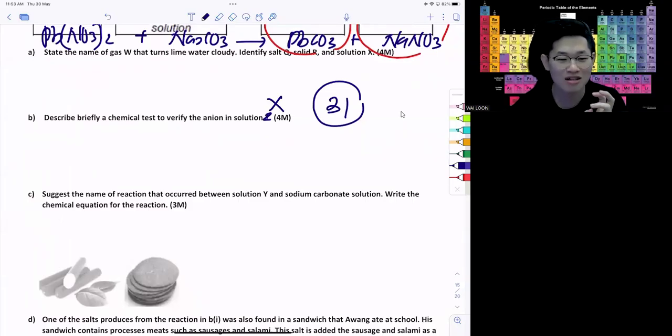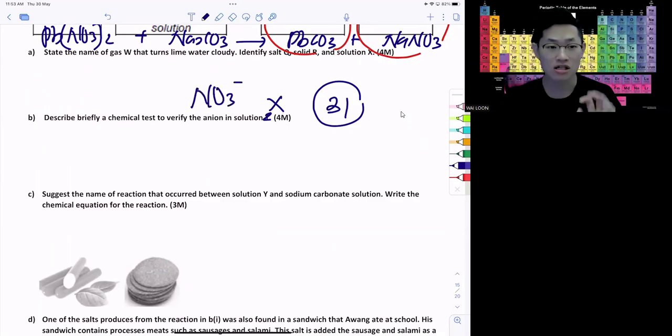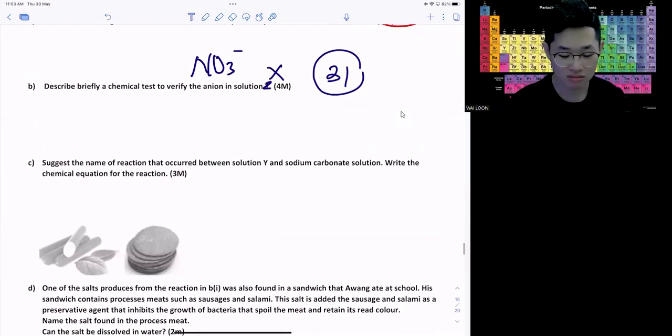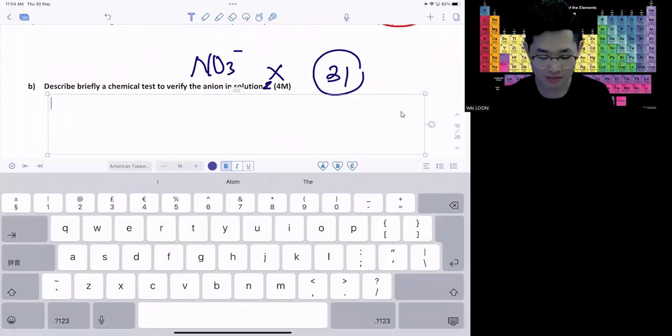Okay. So we look at this page 31. Describe briefly a chemical test to verify the anion. To test the nitrate ion. So I have to know that nitrate ion is level 3. So there will be 3 chemicals for this test. So first, I will add dilute. Okay, you fill in the blank yourself. Don't refer to the front.